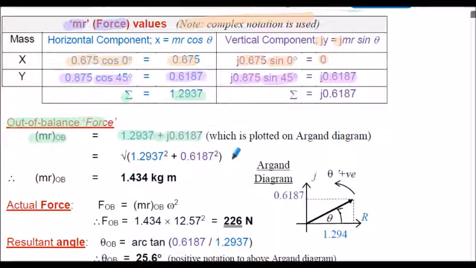I can use Pythagoras theorem to calculate the resultant out of balance force. That's purely Pythagoras theorem there I'm using for the above two x and y values, and my out of balance works out to give me 1.434 kilogram meters.